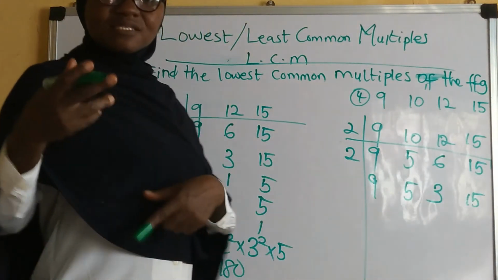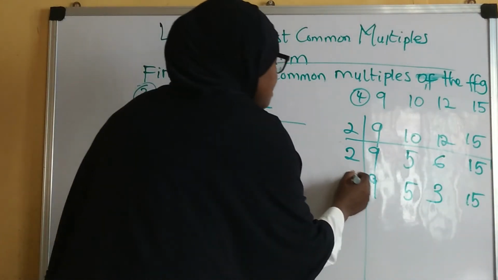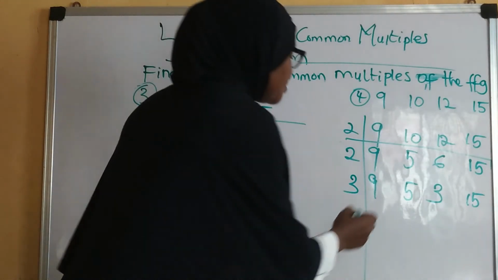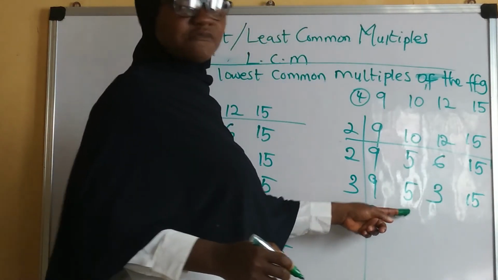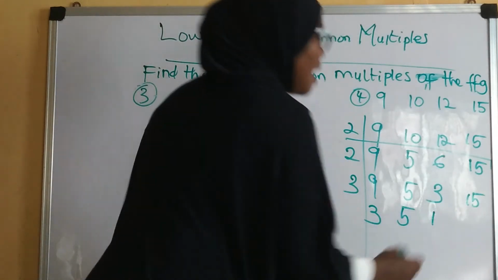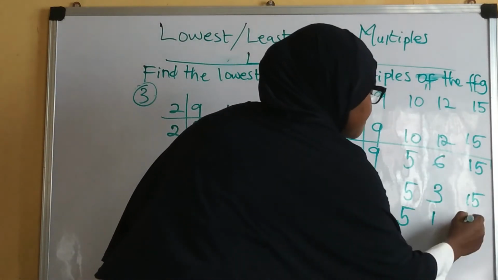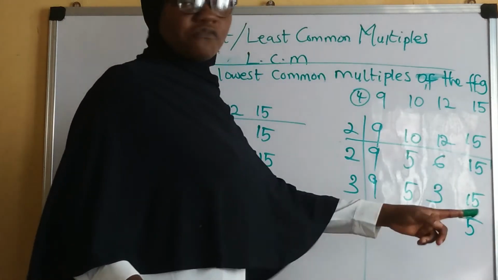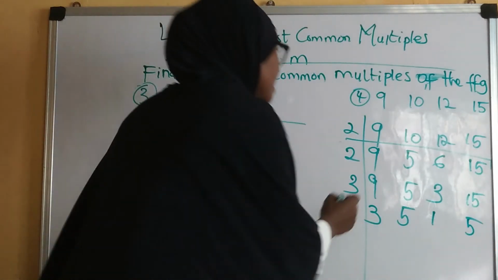So I'd rather use the next number, which is 3. How many 3 can I get in 9? 3. How many 3 can I get in 5? It's still 5. How many 3 can I get in 3? 1. How many 3 can I get in 15? 5. So I have 3, 5, 1, 5. I will still use 3 because I have 3 there.